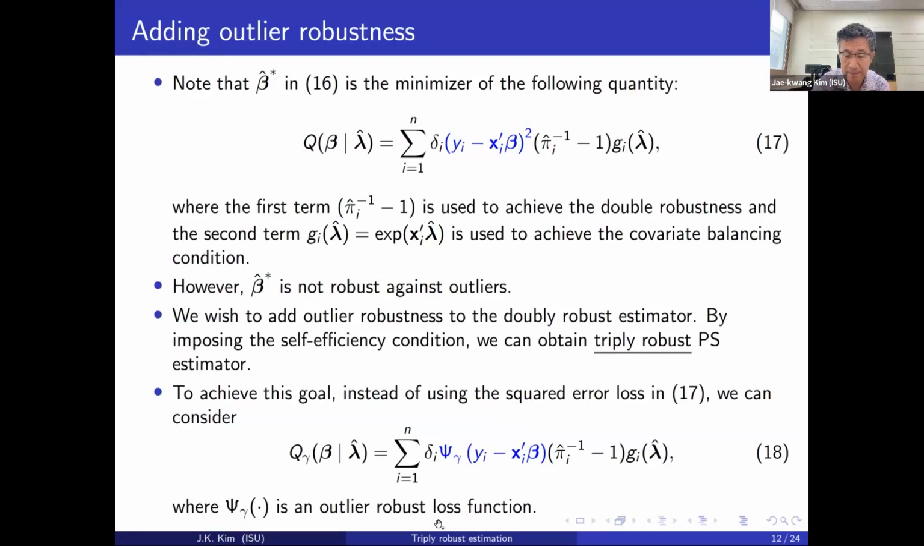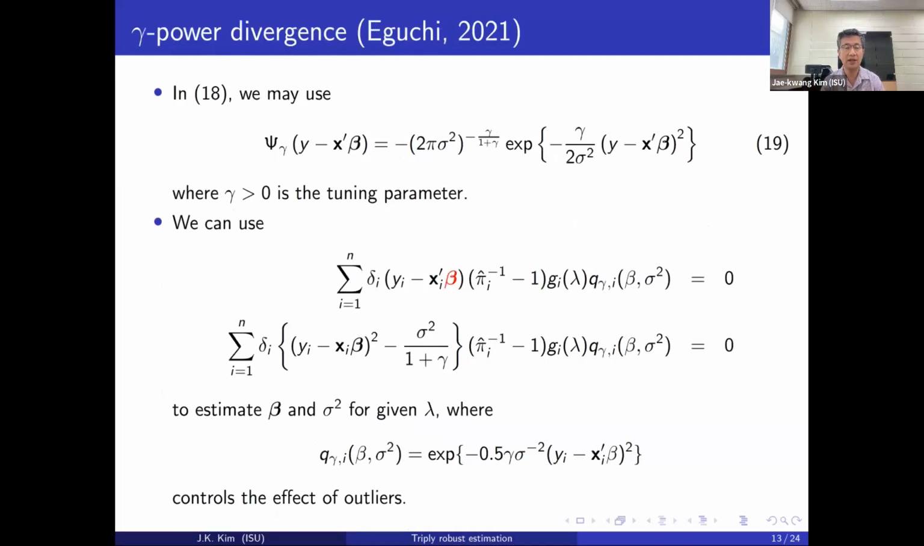Outlier robust loss function. What is the choice of the outlier robust loss function we want to consider? There are many different choices, but what we used is this gamma power divergence. If you use this gamma power divergence, it is a function of the squared residual. If the residual is large, that means it is very likely to be an outlier, and because gamma is positive, you are downweighting that particular unit. So we reduce the effect of the outliers through this gamma power divergence. That is basically the idea.